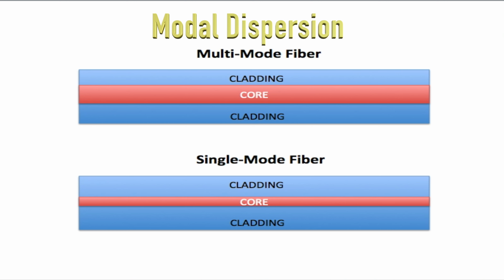In contrast, single mode fiber does not experience modal dispersion due to its small core size. With only a single light path, there are no varying arrival times, which allows for much greater transmission distances compared to multimode fiber cables.